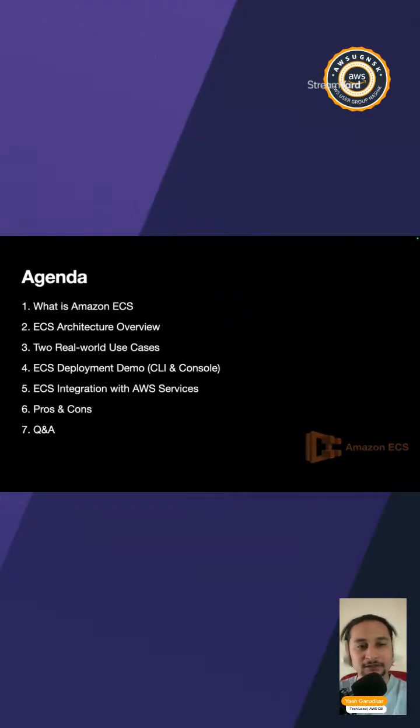Firstly, we're looking at the agenda today. I'm going to explain what is Amazon ECS and what is the ECS architecture. We are going to look at two real-world use cases. Then we'll be looking at an ECS deployment demo. The demo is not ready today, but we'll be looking at it next week, which is already scheduled, so please stay tuned for that. Then we'll look at ECS integration with other AWS services, the pros and cons of ECS, and we'll do a Q&A session.